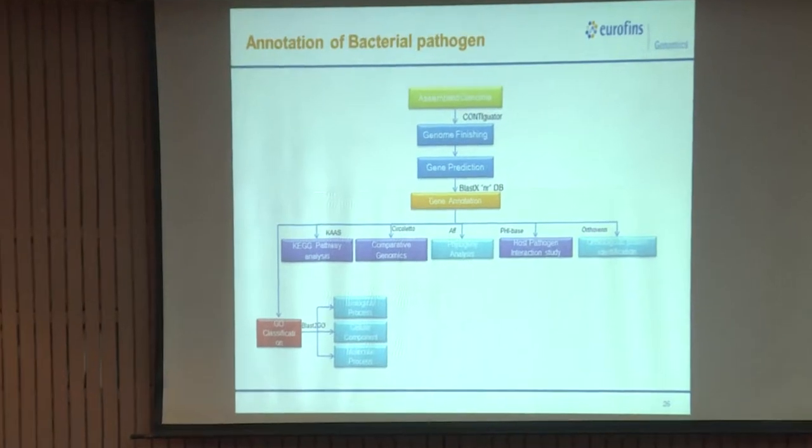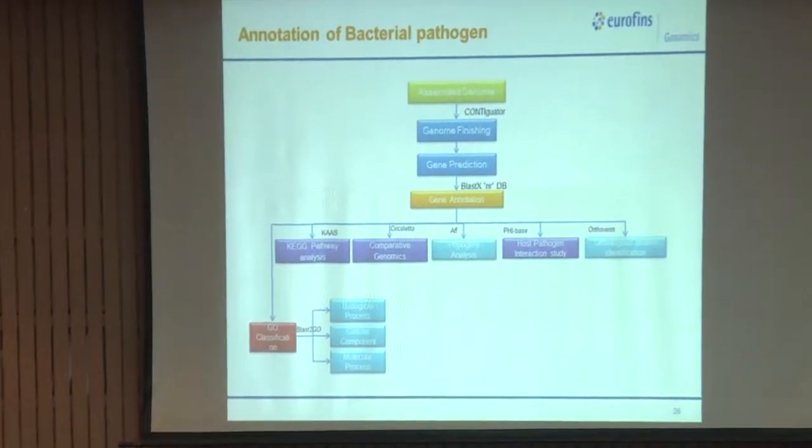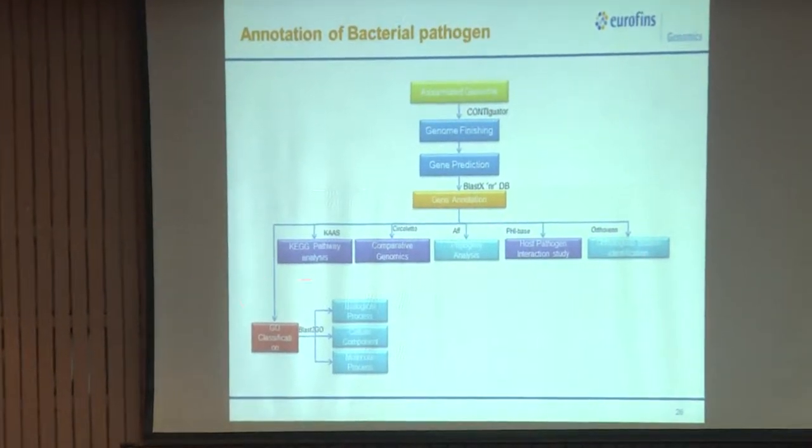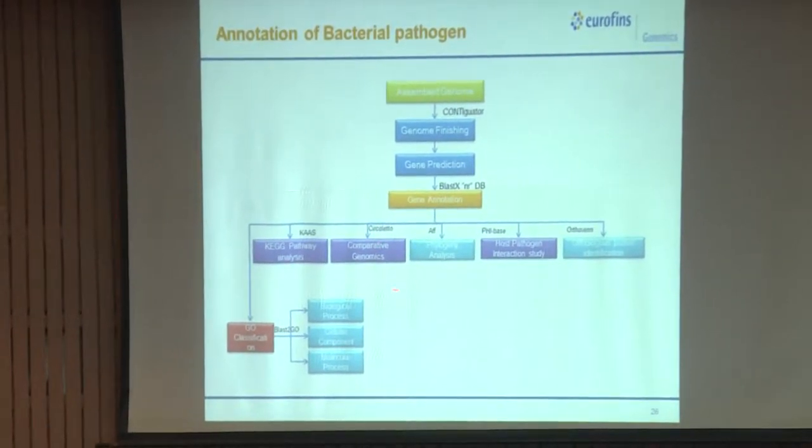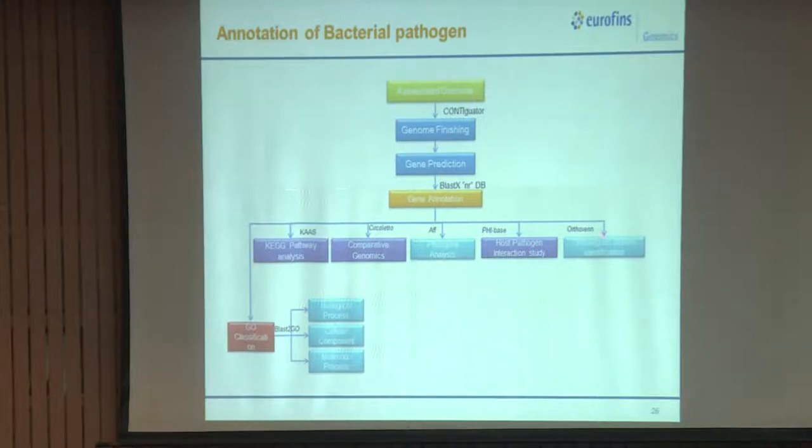So that was when we are doing a higher, more complex genome. This is when we are doing smaller bacterial genomes. So we have KEGG pathway, we have comparative analysis, phylogenetic analysis, host pathogen study, and orthologous genes. We can identify the orthologous and paralogous genes and we can classify them into GO classifications.